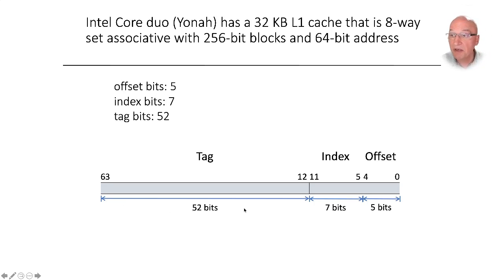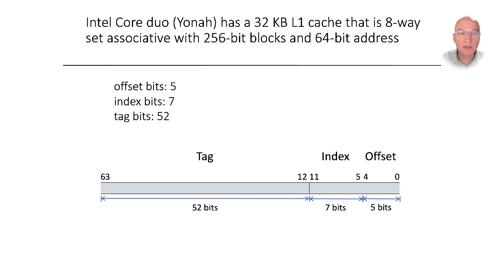If I want to number my bits now, my bits 0 to 4 will be for the offset, my bits 5 to 11 will be for the index, my bits 12 to 63 will be for the tag. Now, as you've seen, I have examples of caches that have higher associativity than 2.